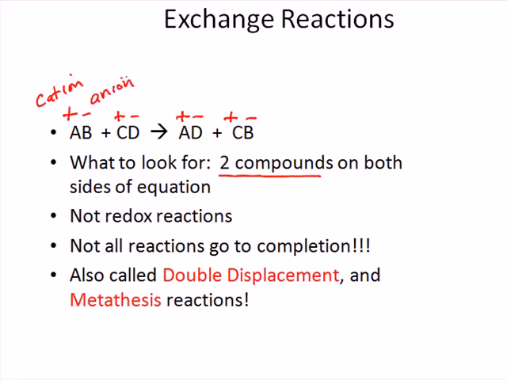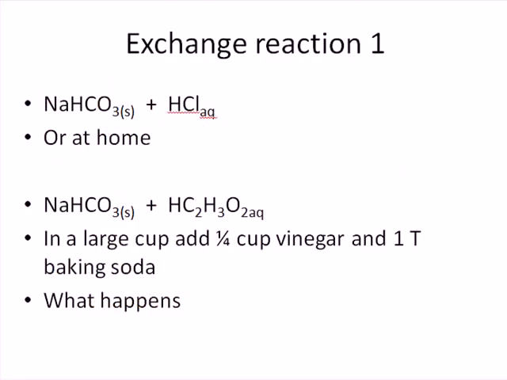They don't tend to be redox reactions. Not all of the reactions go to completion. Occasionally, one of the reactants could break down and you could have additional products. They can also be called double displacement, double replacement, or metathesis reactions.